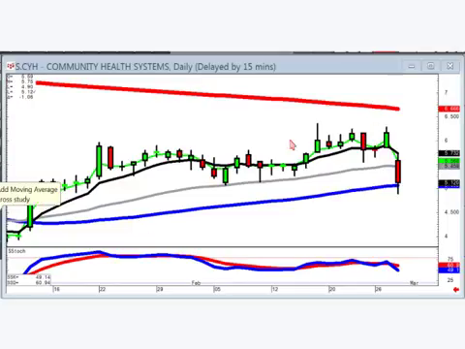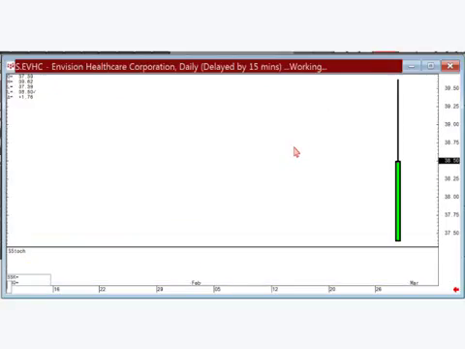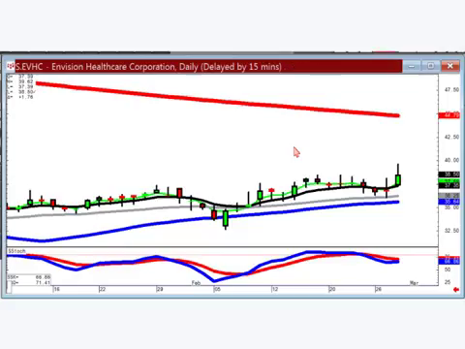Let's see, EVHC. No, not a kicker signal. All that is a doji gap up. You can be buying it. It's not a bullish kicker.